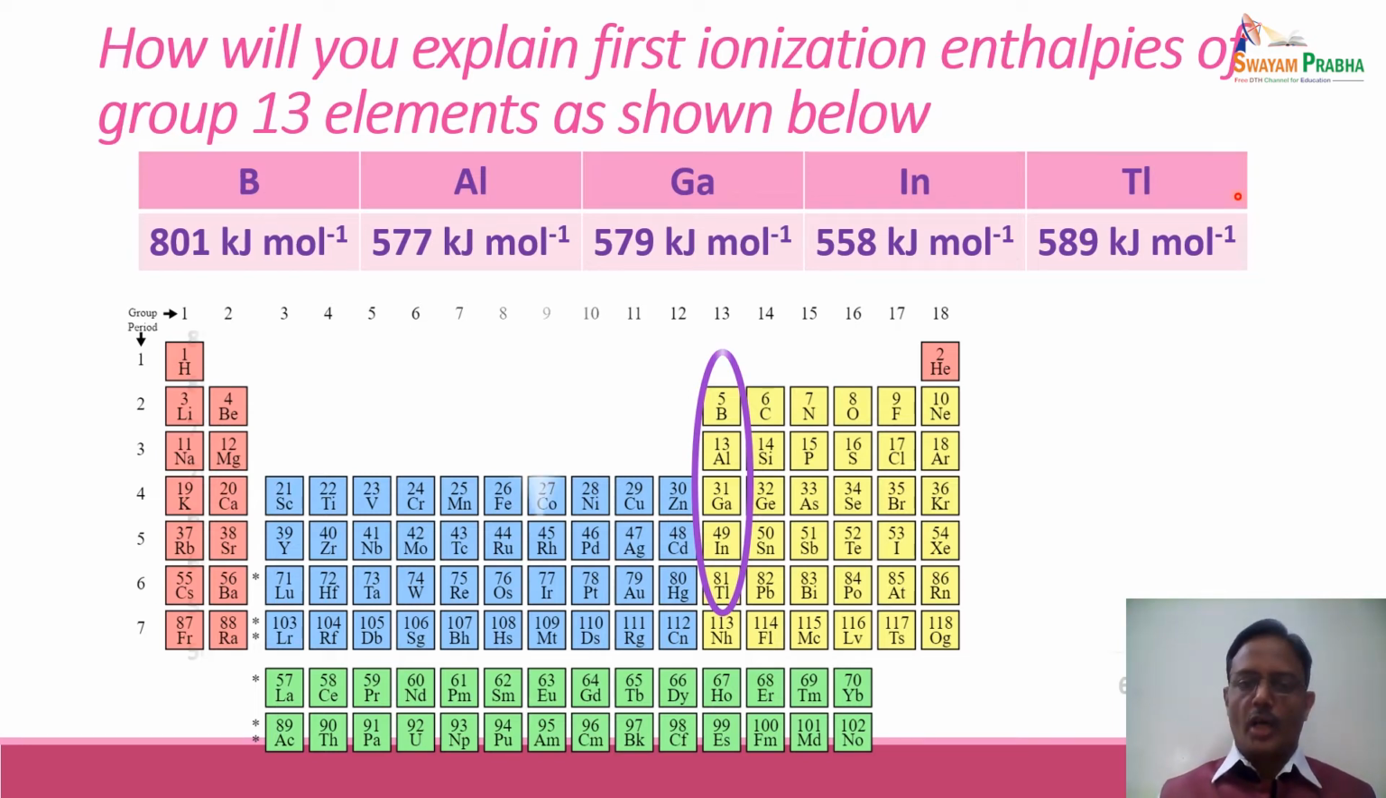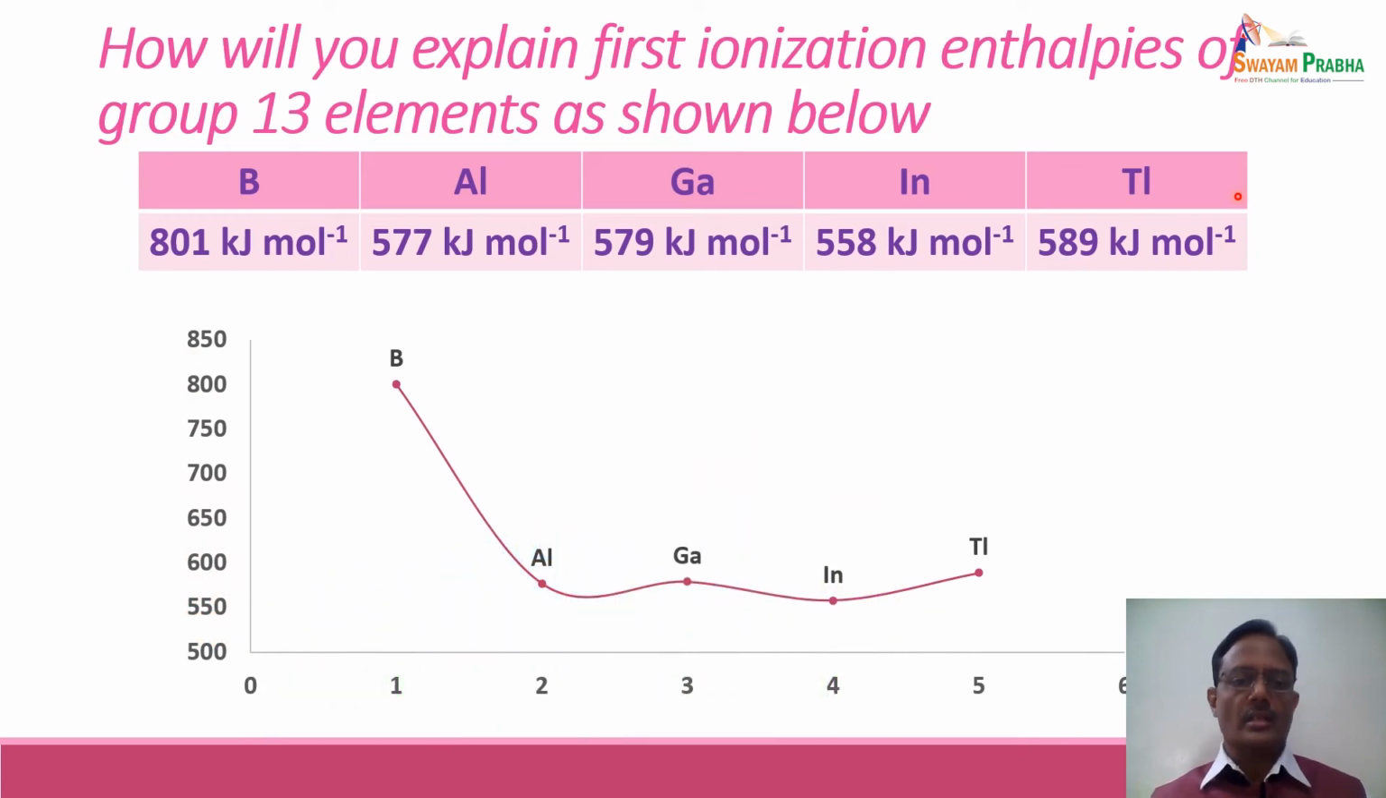Hence, in short, we can summarize this as: from boron to aluminium there is a rapid reduction in the ionization enthalpy. From aluminium to gallium there is a slight increase due to the poor shielding effect of d electrons. From gallium to indium, as expected, there is a slight decrease, but from indium to thallium there is a slight increase due to the very poor shielding effect caused by the f electrons.